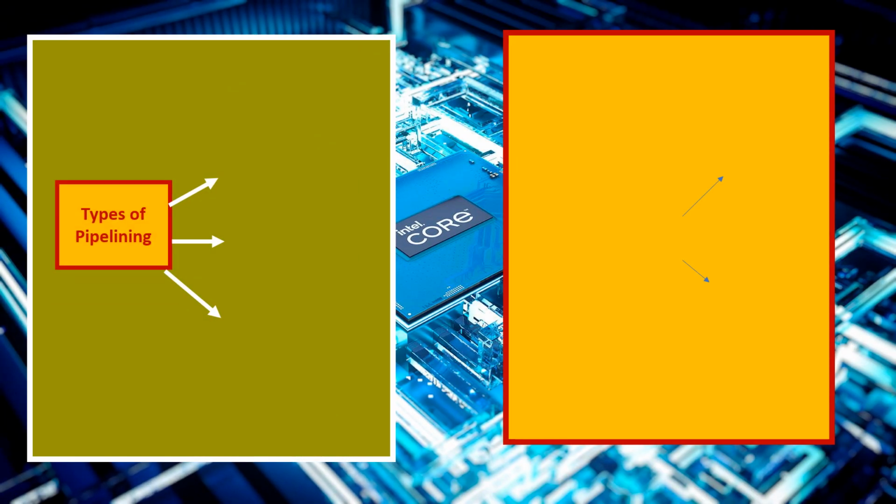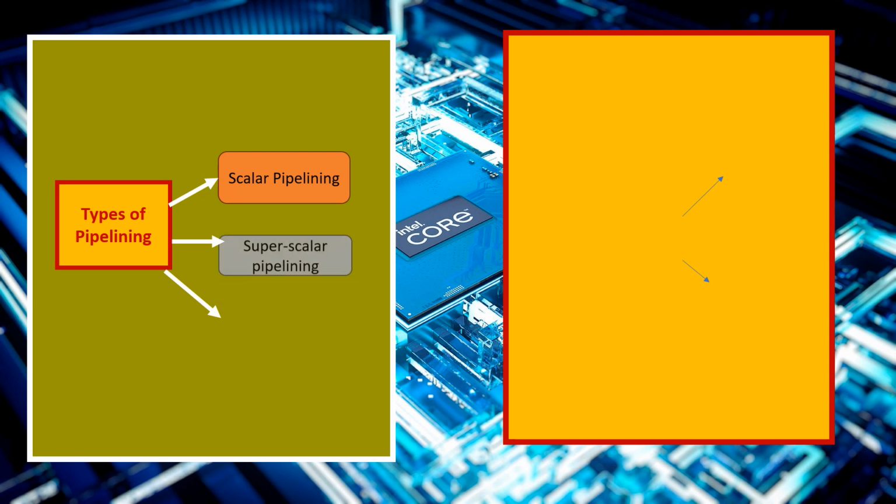First, we're going to understand various types of pipelining. The first type of pipelining is scalar pipelining. What is scalar pipelining? In scalar pipelining, one instruction is processed in each stage at a time. Instructions are issued one after another.